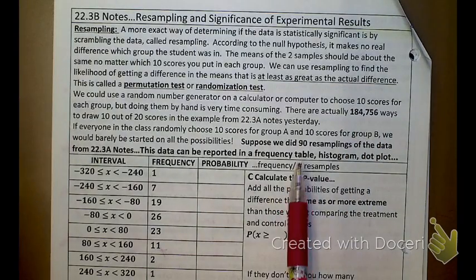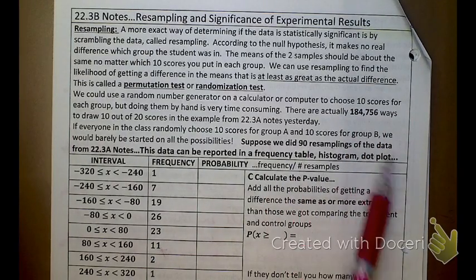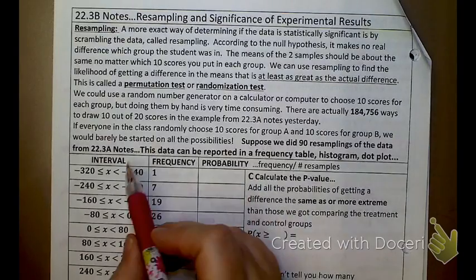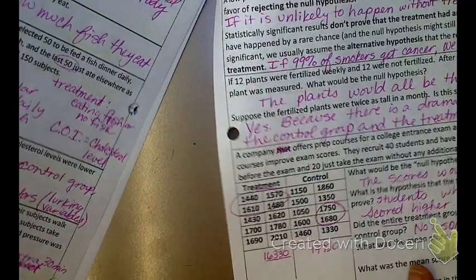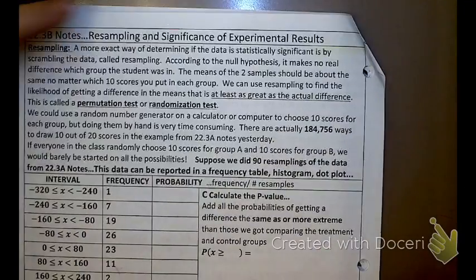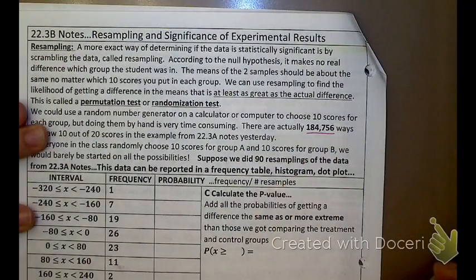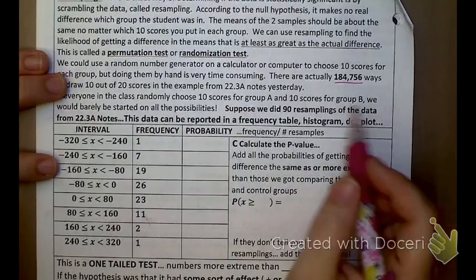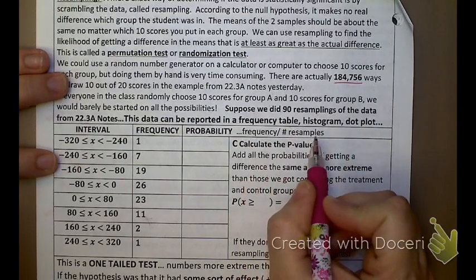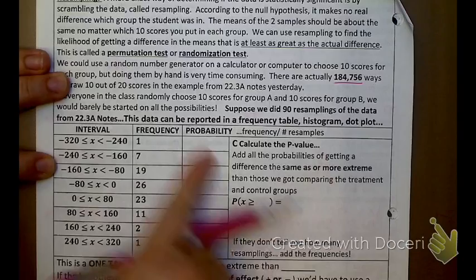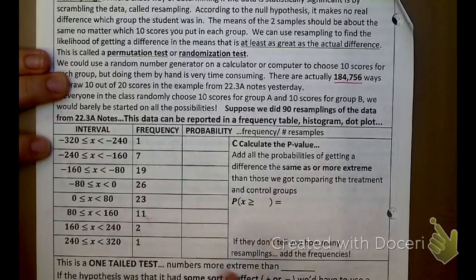So let's suppose we did 90 resamplings of the data from those notes. So we did 90 sets of 10 scores. 90 times we chose 10. So 90 out of those 184,000. This data can be reported in a frequency table, histogram, or dot plot. We have it in a little bit of a frequency table.